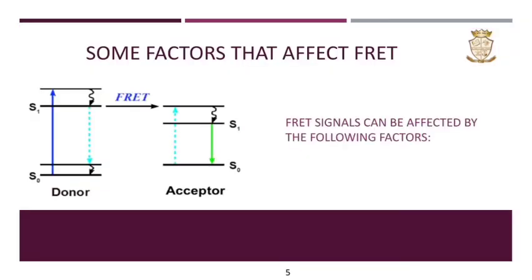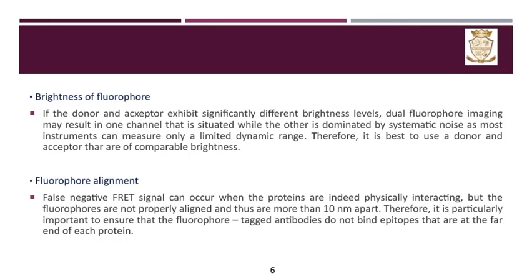Next, we are moving on to some factors that can affect FRET. First one, brightness of fluorophore. It is best to use a donor and acceptor that are of comparable brightness. Second one, fluorophore alignment. It is particularly important to ensure that the fluorophore tagged antibodies do not bind epitopes that are at the far end of each protein.